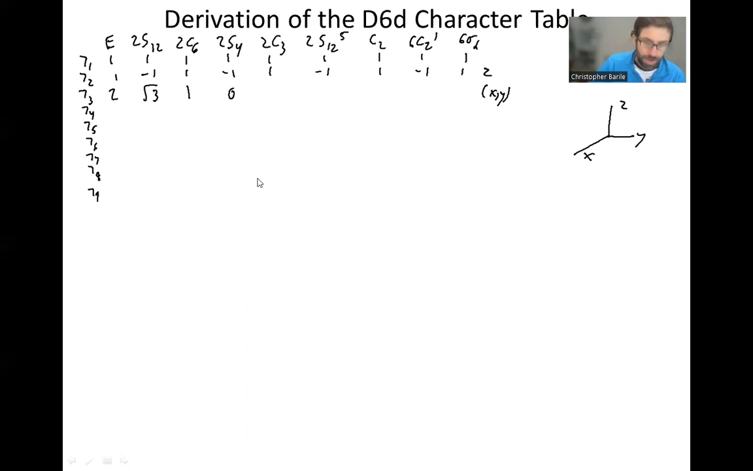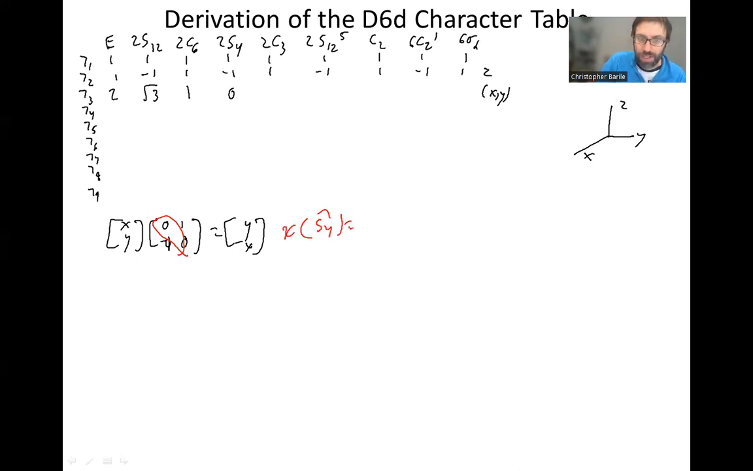I just accidentally deleted everything, so I'm going to have to rewrite things here. Give me a second. So we have the character for S4; we basically figured out that x went into y and y went into negative x. So we had this transformation, and we had the trace of this matrix. This is for the S4 operation, equals 0 plus 0, which equals 0, so we can put a 0 up here for the S4.